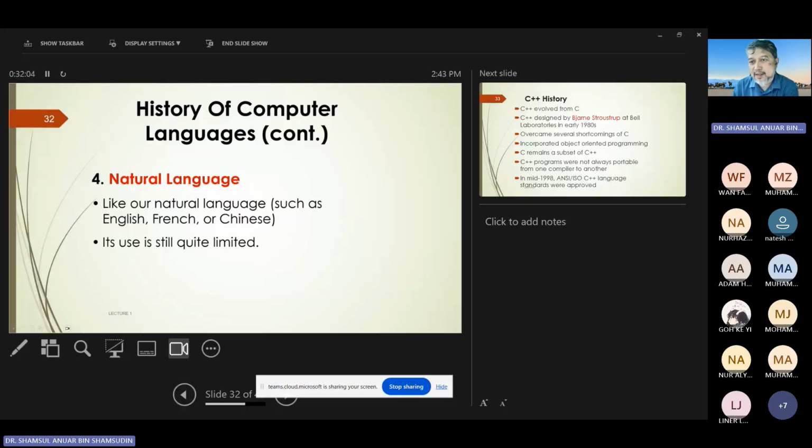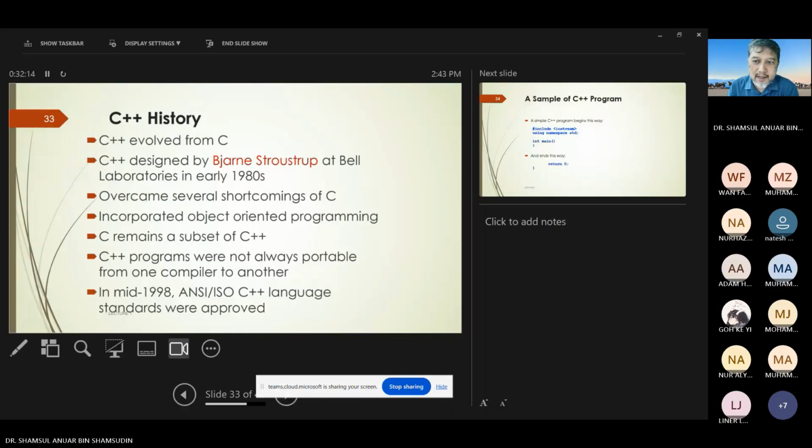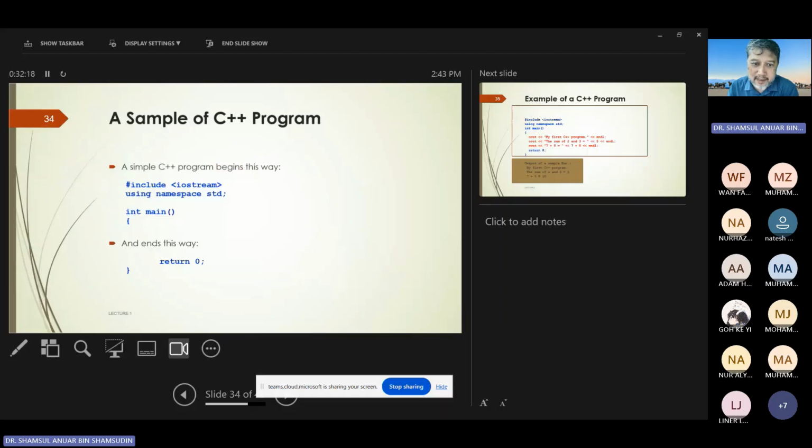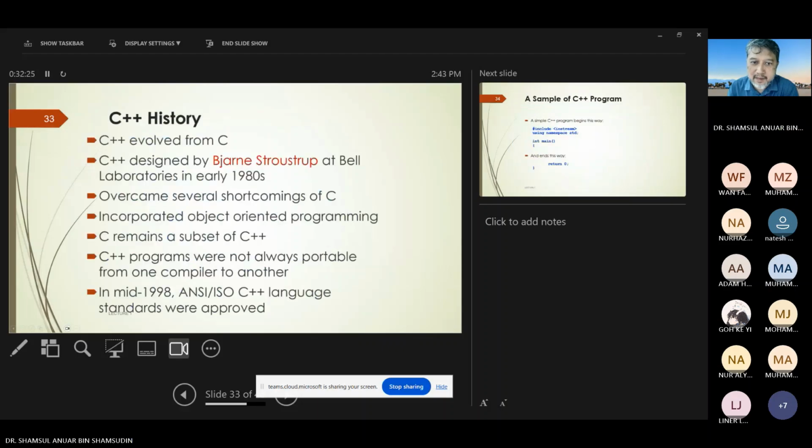But it's not AI. Still need to do the coding. Okay, and the rest are pretty much some history.